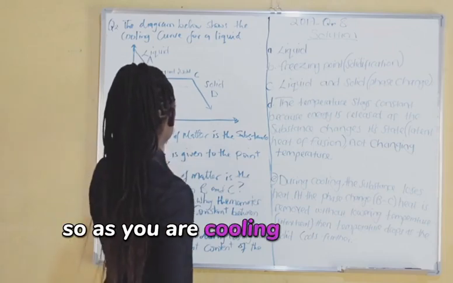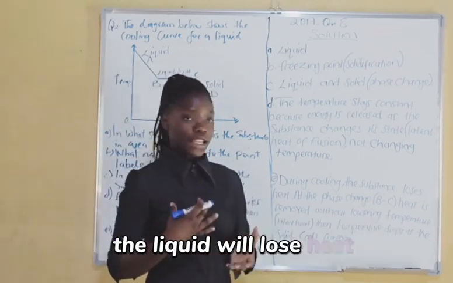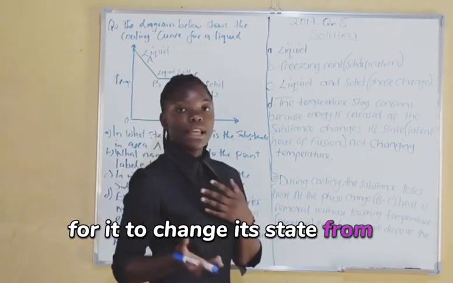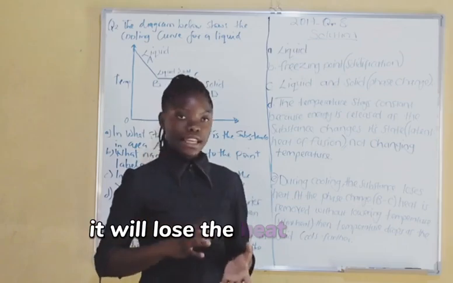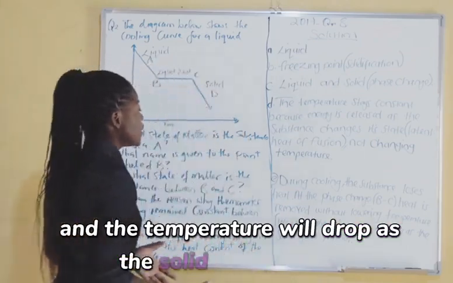As you are cooling your liquid into a solid, the heat is removed. The liquid will lose heat for it to change its state from a liquid into a solid. It will lose the heat for it to become a solid, and the temperature will drop as the solid cools further.